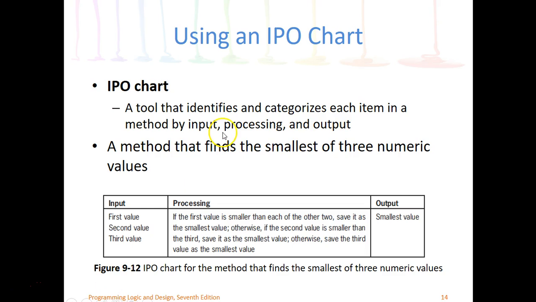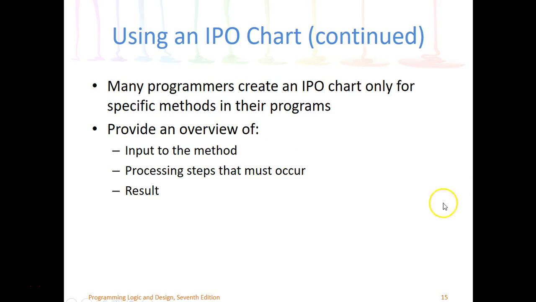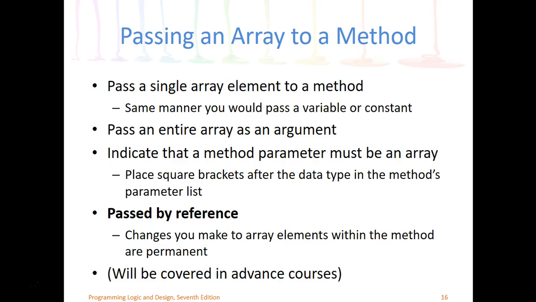Okay, sorry about that. An IPO chart is a primitive UML diagram. It helps us communicate what's going to be inputted into a program, what the processing is, and what the output is. And so just be familiar with IPO, meaning input, processing, and output chart. And so they are used to identify those three steps.